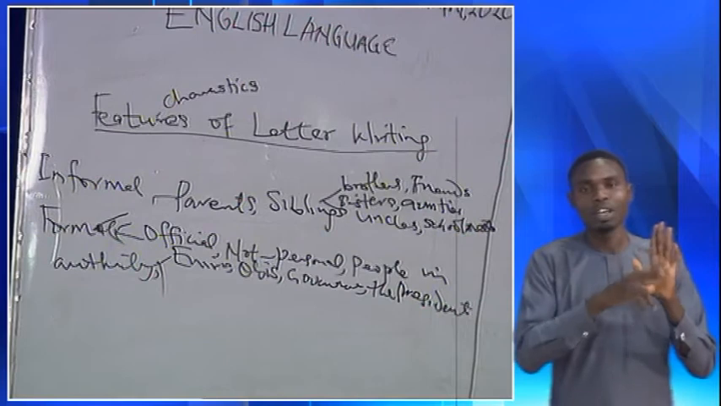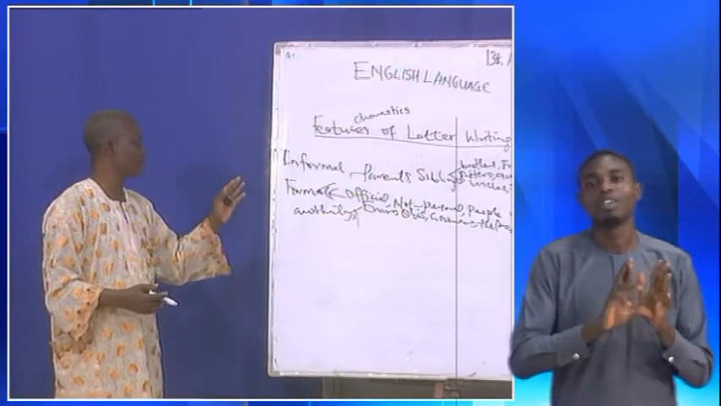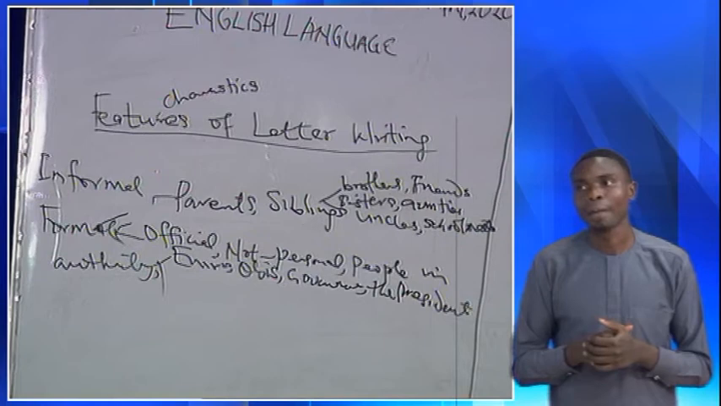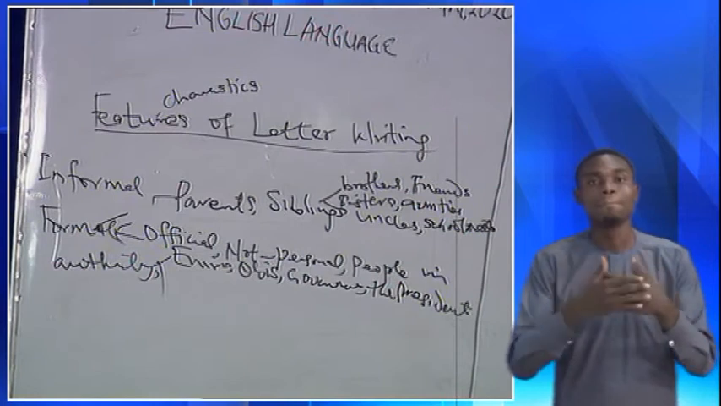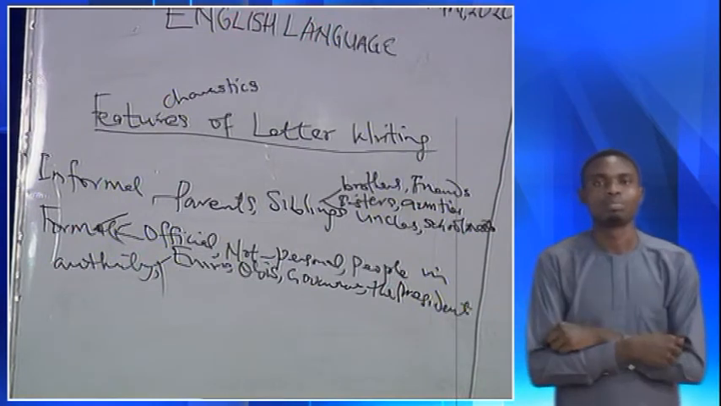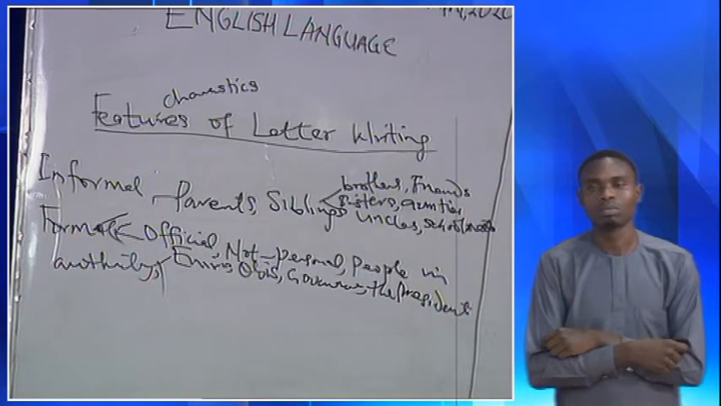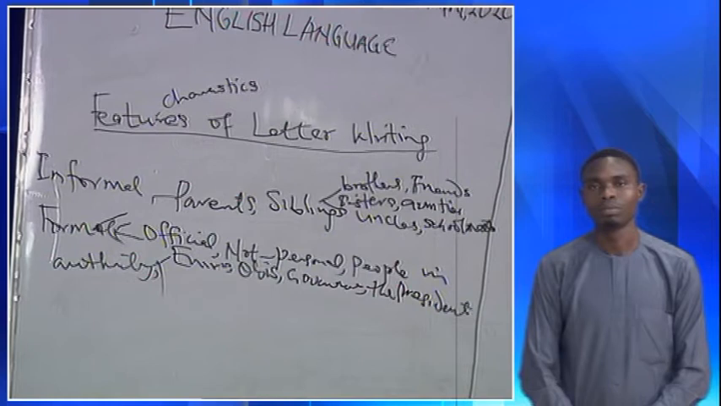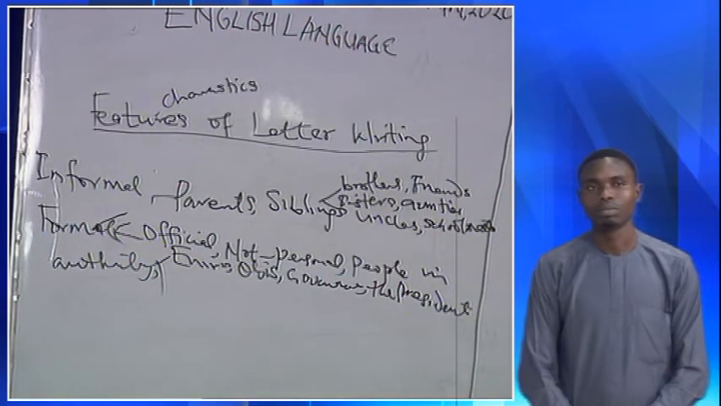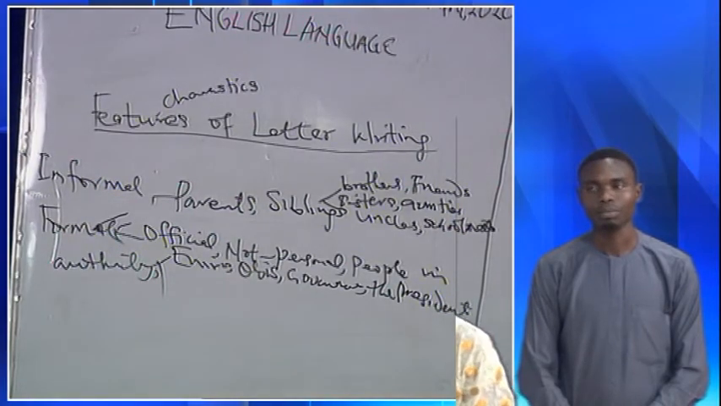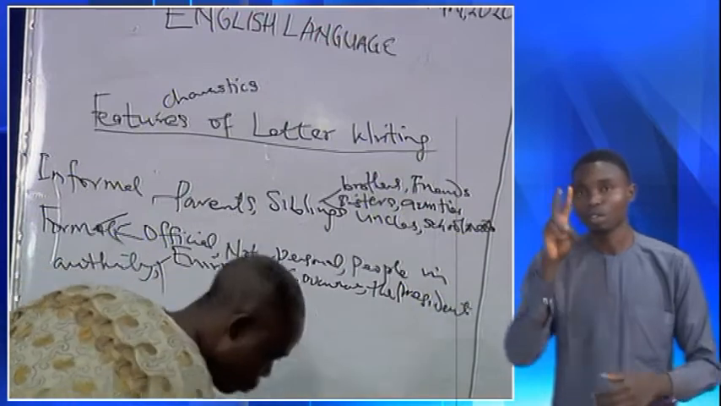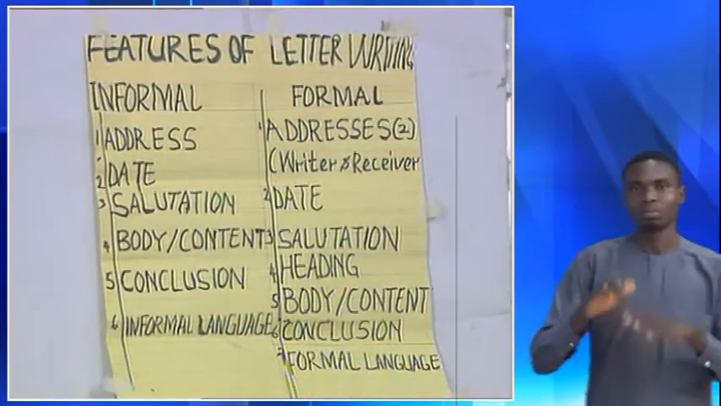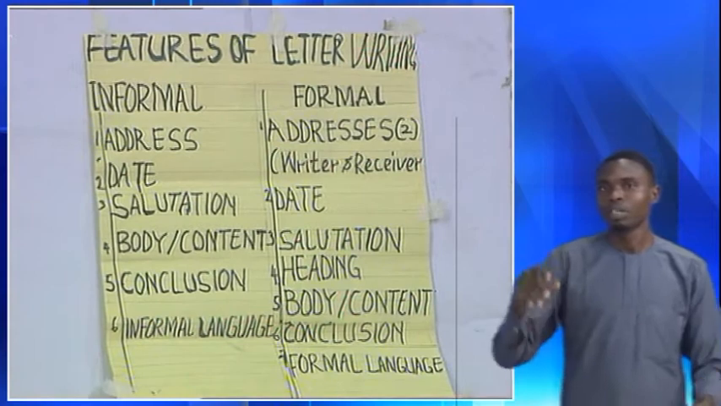So, with this little explanation, because we are just doing a sort of revision, we have known what it entails to write an informal letter and what it entails to write a formal letter. So, back to our topic for the day. Yes. We have two columns on the board.